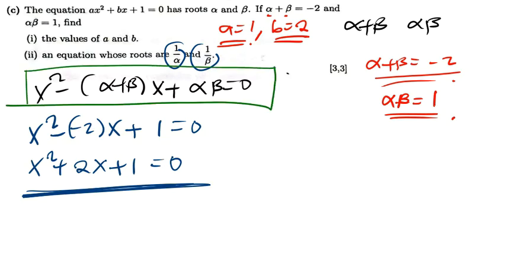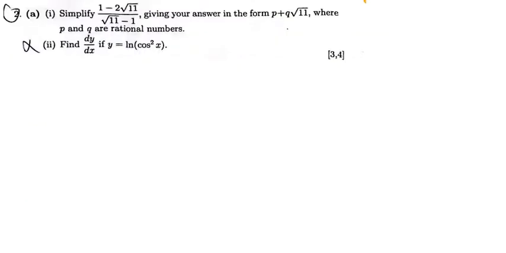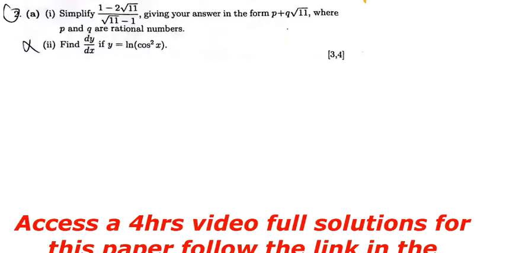As simple as that. Okay. Now let us talk about question 2. Question 2a1 says: simplify (1 minus 2 root 11) over (root 11 minus 1), giving your answer in the form p plus q root 11, where p and q are rational numbers. In short, we're just trying to rationalize the denominator, that's all.